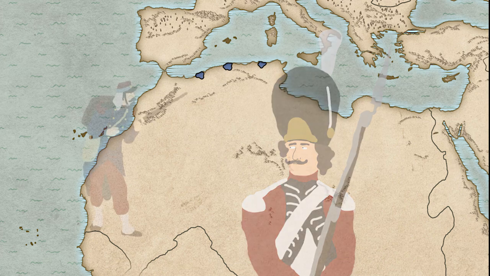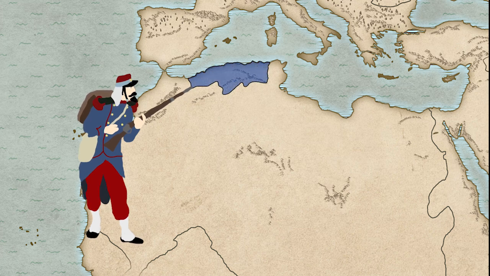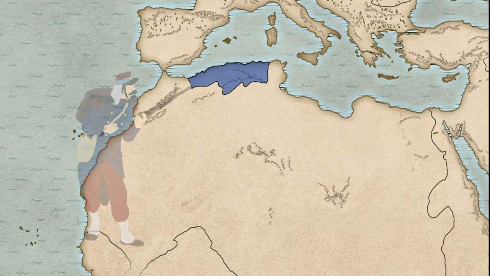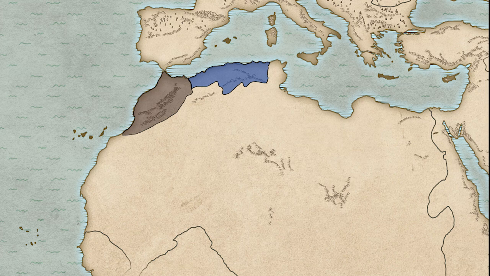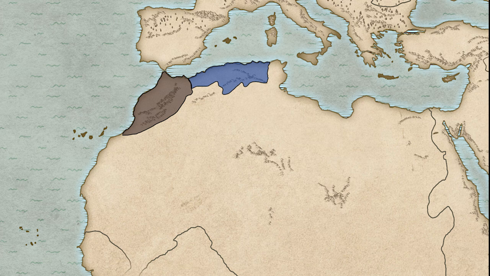So this new Foreign Legion helped the French gradually expand their control in Algeria, and by the middle of the 19th century, they controlled most of the coast, forcing many Algerians into Morocco to organize their resistance. This just resulted in the extremely short Franco-Moroccan War of 1844, which the French won, and their control over Algeria was formally recognized by the Moroccans. Then, in the 1850s, the French launched a further campaign of conquest in Senegal.